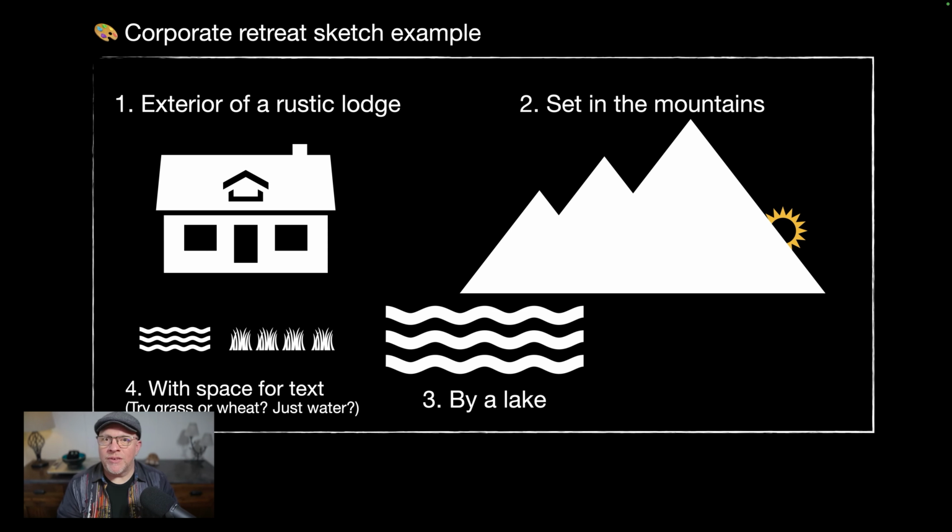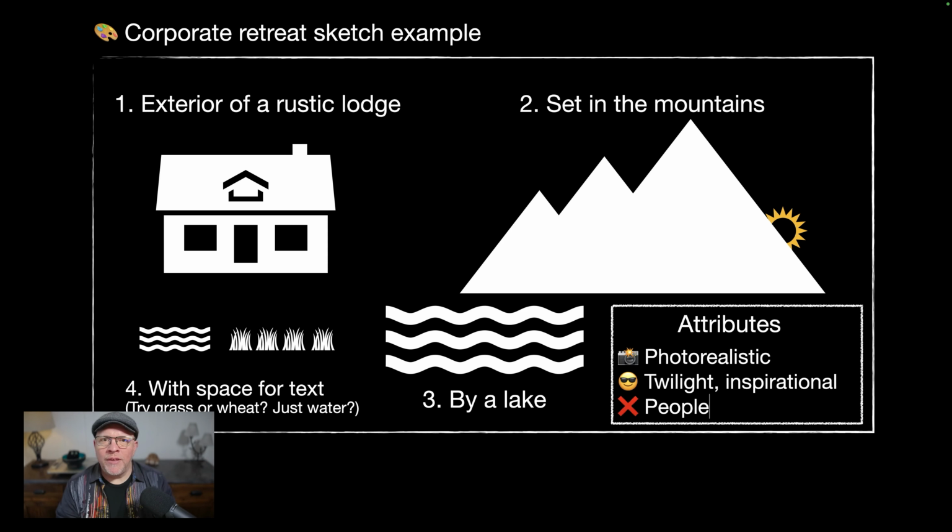And there's some experiments that I want to try. Maybe I want the space for text to be where the lake is, like I showed you before. Or maybe I want that grass to be front and center in front of the lodge, where I can maybe put a little signpost that has the information. So I might want to play around with that a little bit. And then finally, we have our attributes: photorealistic, twilight, inspirational, and no people.